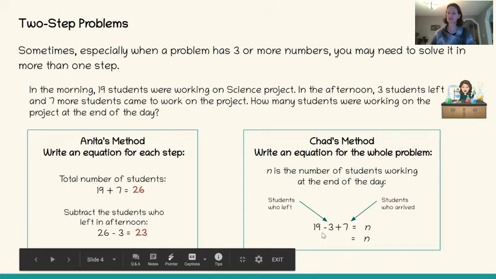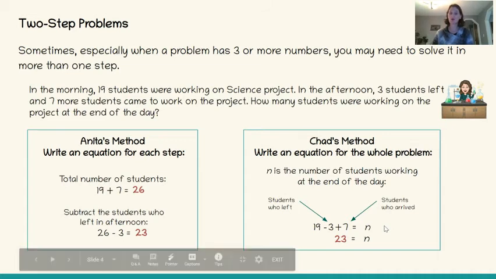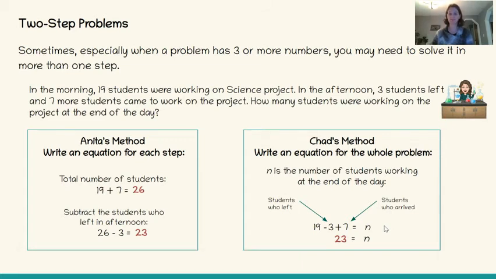So he's saying I started with 19 students, minus 3 students who left, plus 7 students who arrived, equals n. So he has written one equation for the whole problem. And now he needs to figure out what n is. So he's going to do 19 minus 3 plus 7, and his answer is 23. So both Anita and Chad come to the correct solution that there were 23 students working on the science project at the end of the day.